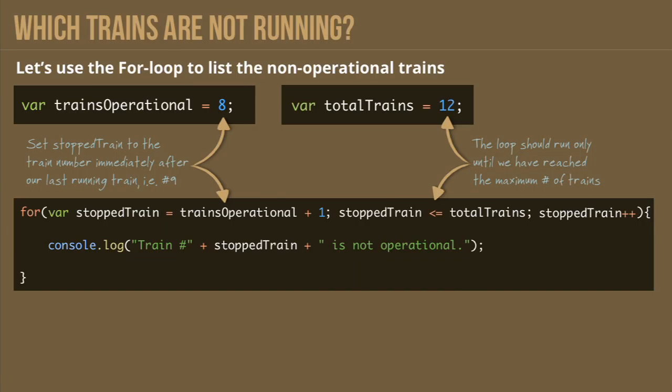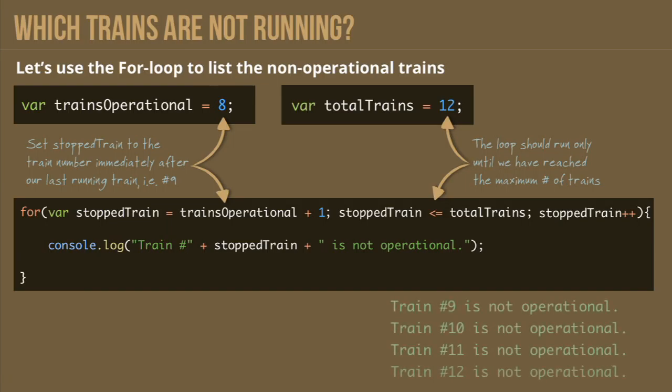Inside the loop, we'll of course print out a message to the user that this particular train is not running. If we were to execute that code, we would get the following 4 statements today. Woohoo! Stopped trains only!